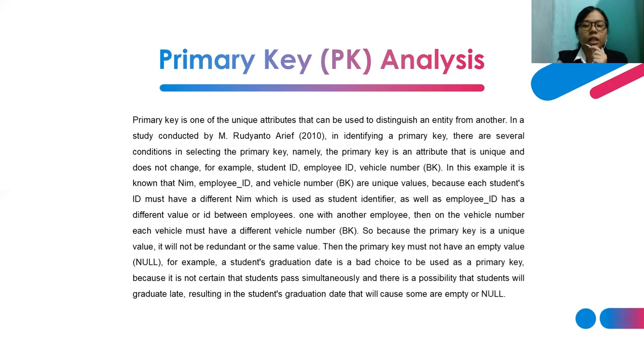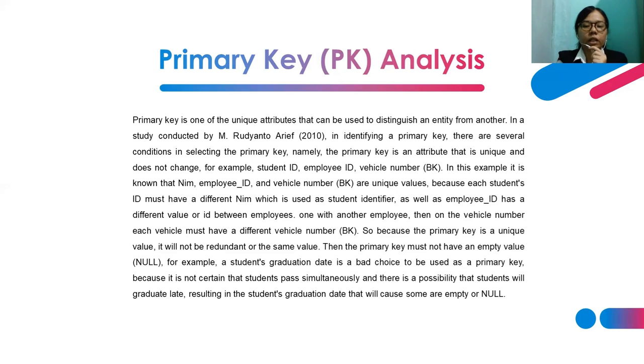In this example, it is known that student ID, employee ID, and facial number are unique values, because each student ID must have a different value, which is used as a student identifier, as well as employee ID has a different value or ID between one employee and another employee. The facial number must also be different. So because the primary key is a unique value, it will not be redundant or the same value.